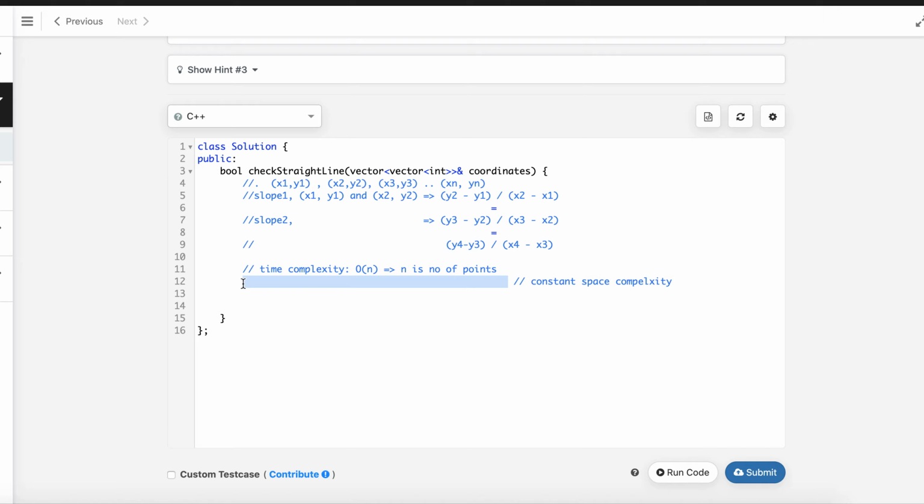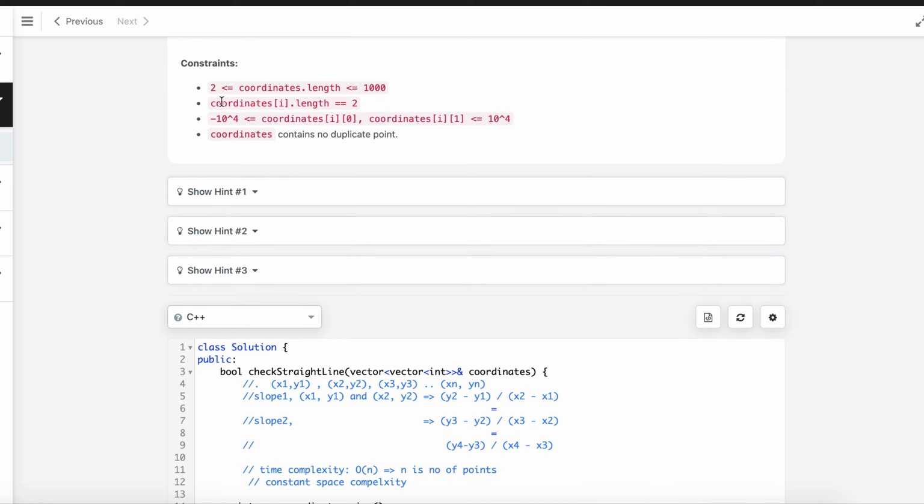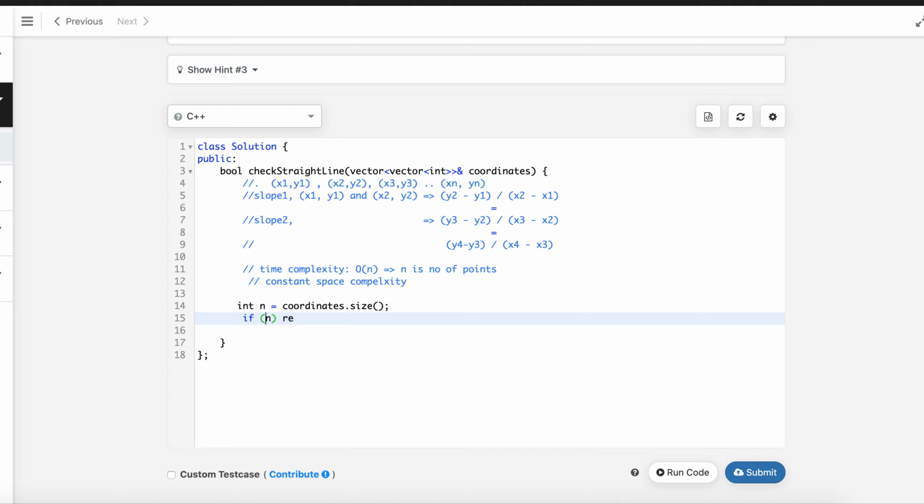Let's begin our implementation. First of all, I would like to calculate n, int n, which is the size of coordinates. Given the constraint, we will have at least two coordinates. In two coordinates we can always draw a straight line, so we can simply return true.